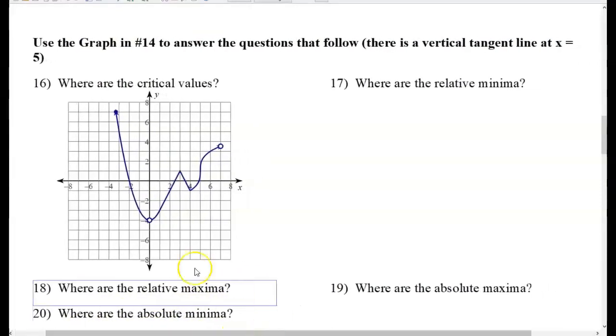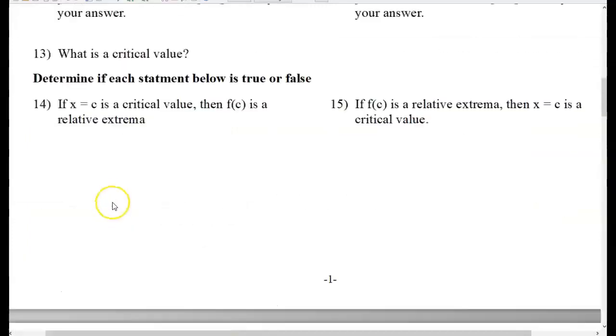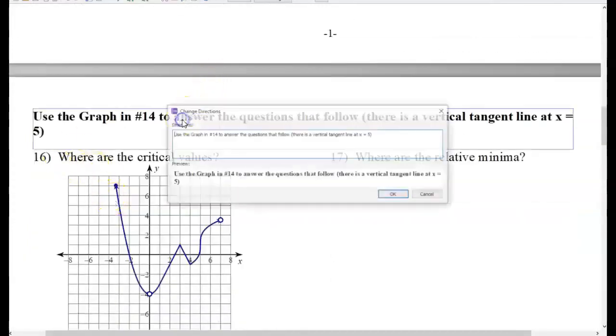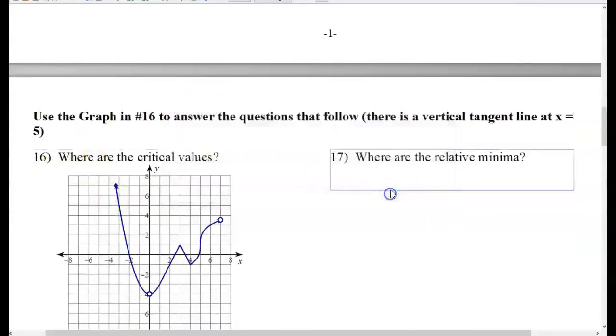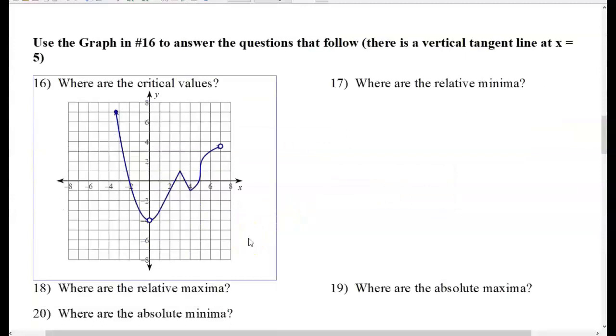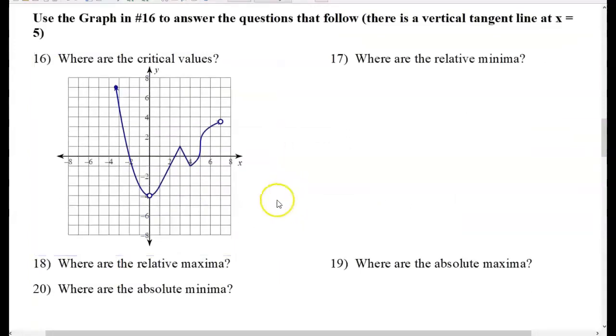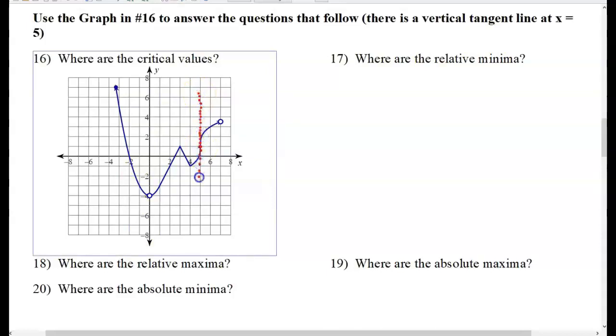All right, so let's go ahead and take a look at the last few sets here. It says use the graph in number 14. Well, it's not number 14 anymore, is it? I'm going to change that to number 16. All right, use the graph in number 16 to answer the questions that follow. They also tell us that there is a vertical tangent line at x equals 5. I'm going to draw that tangent line in there right now so I don't forget about it. Here's where x equals 5. I'm just going to draw a dotted line to remind me that there's a vertical tangent line there.